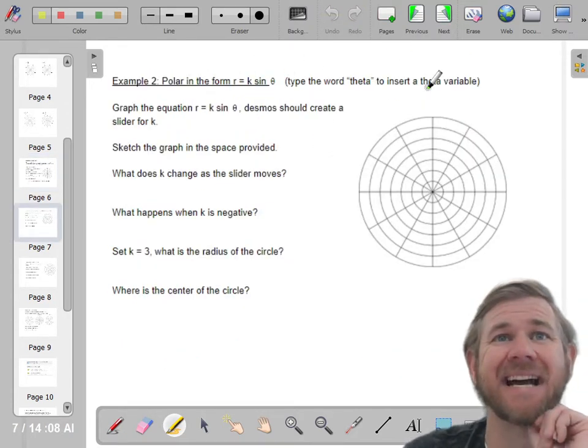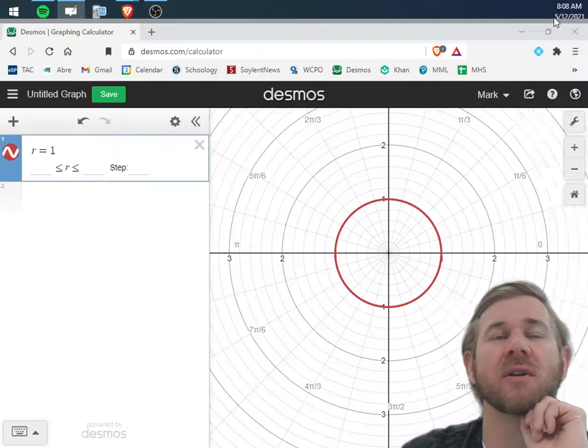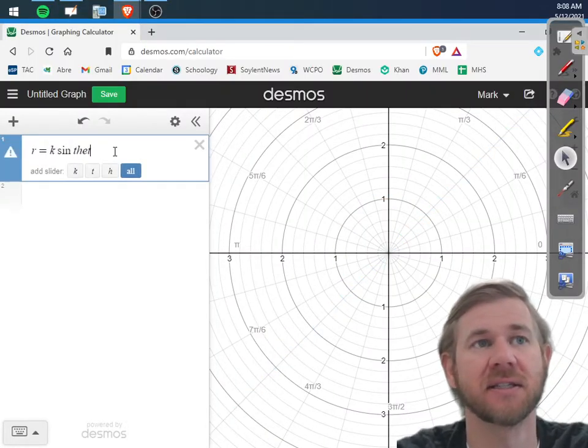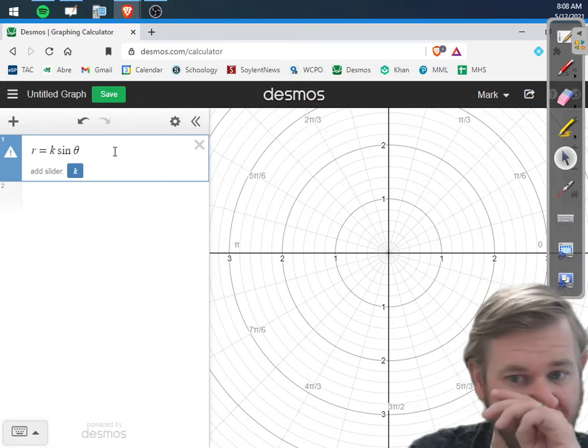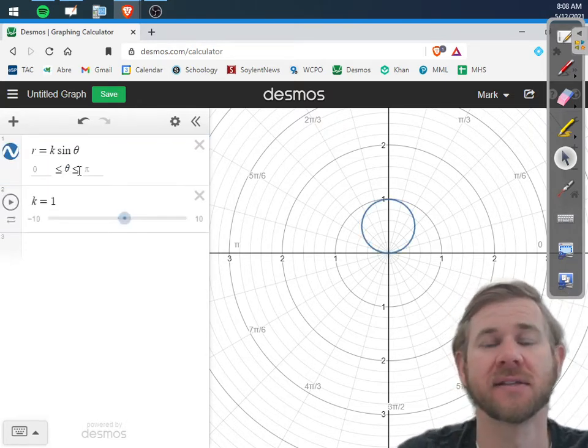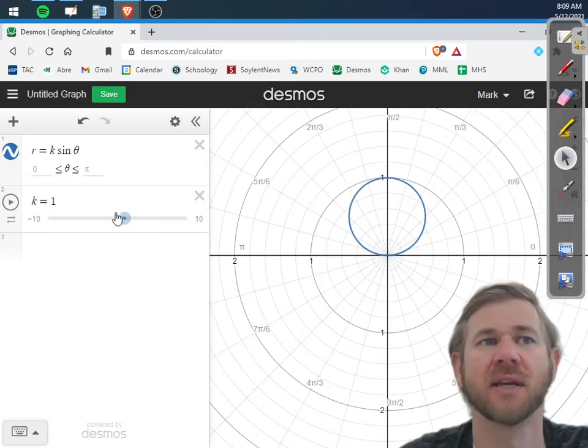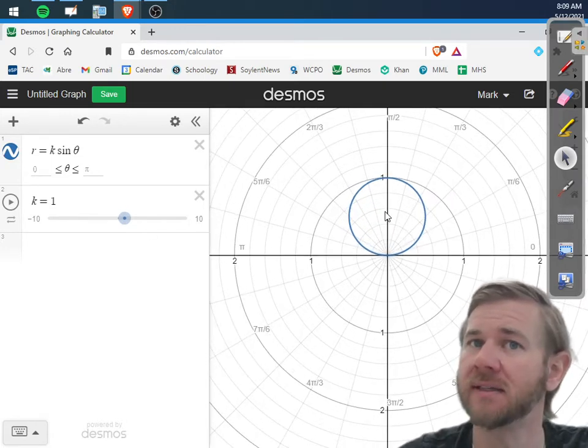R equals k times sine of theta. And notice if you just write the word theta, Desmos is cool like that. R equals k sine theta, and it converts it for you. And we want a slider for k, and we got a slider for k. So k is 1. What do we got here? We got a circle with diameter 1, and it's centered on the y-axis.